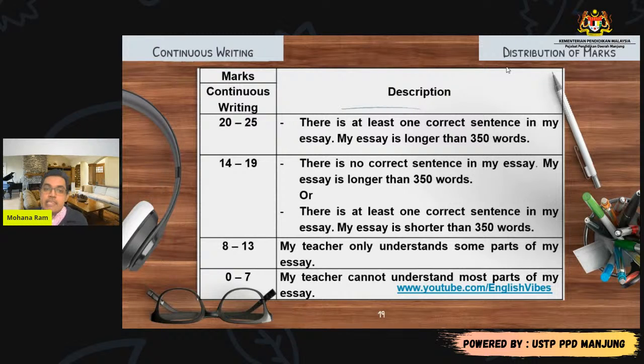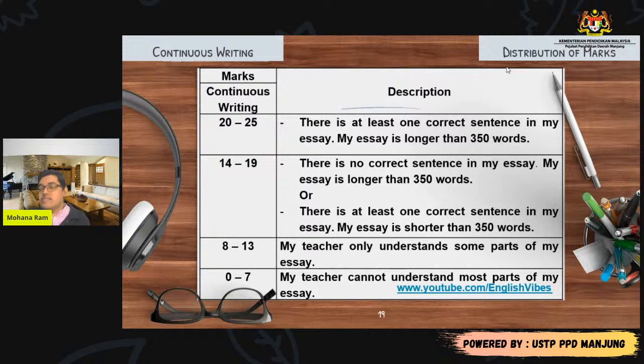And 14 to 19, there is no correct sentence. All your sentences are wrong, but your idea is understood. I can understand your idea, but you don't have any correct sentences, so you stay between 14 to 19. 8 to 13, I can only understand some parts of your essays, so a lot of parts I don't understand. Probably you use Bahasa Rojak, some sides BM, some sides English. So I may not understand what you have written, but I understand some parts, so I give you 8 to 13. And if you get 0 to 7, it means that I cannot understand your essay. You only get 7 because I can understand some parts of it.